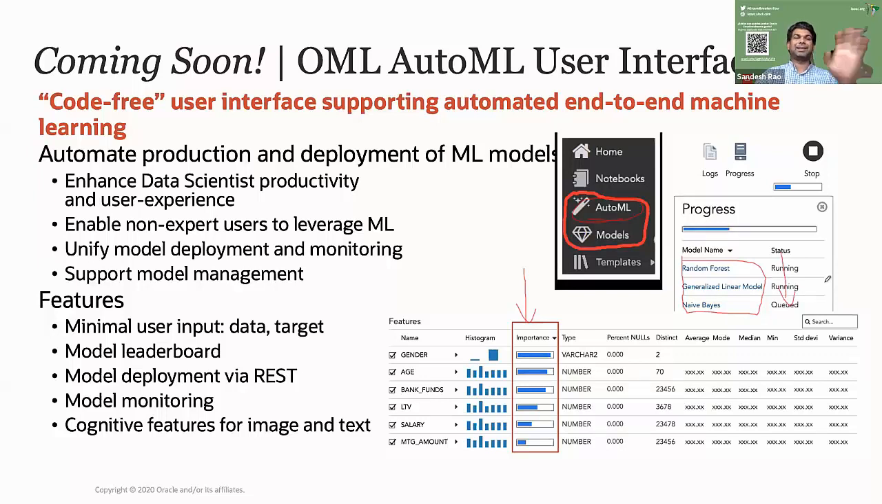And the biggest thing that this does is it enables non-expert users to basically leverage machine learning. That's the whole idea behind this: how do you use AutoML to go through different data. You can build model leaderboards, which means you can see which model is better than the other model. And this completely unifies model deployment and monitoring. So this is coming, and this will be part of the autonomous database at some point.